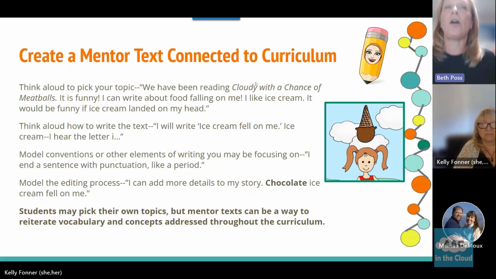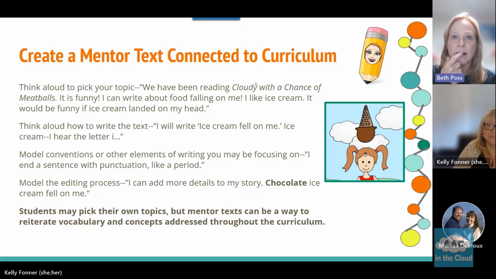I can write about food falling on me, and then thinking, especially if we've done some predictable chart writing where we wrote, I like to eat. So I could say, oh, I like ice cream, right? Ooh, it would be funny if ice cream landed on my head. So how am I going to write about that? I will write, ice cream fell on me. Ice cream. I hear the letter sounds in ice cream.